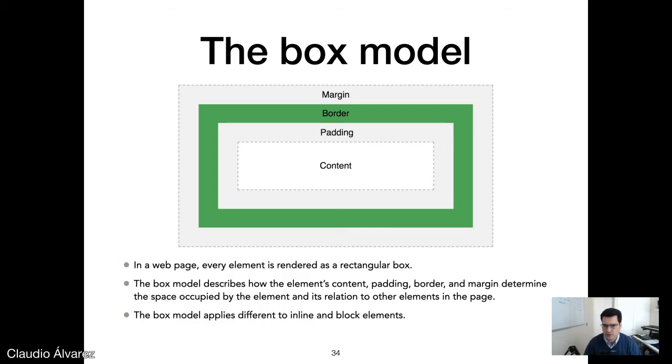So all of these quantities, the padding, the border, the margin, you can customize how much space you want left, top, right, and bottom. So the box model describes how the element's content, padding, border, and margin determine the space occupied by the elements and its relation to other elements in the page. The box model applies differently to HTML elements depending on how they are displayed. In HTML, you've got two display modes for elements: the inline display mode and the block display mode, and I'll talk about it in a while.